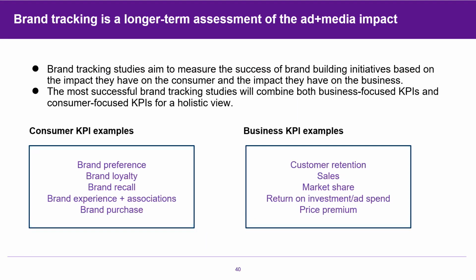Brand tracking is a longer-term assessment of the ad plus media impact. These studies aim to measure the success of brand building initiatives based on the impact they have on the consumer and on the business. The most successful brand tracking studies will combine both business-focused KPIs and consumer-focused KPIs for a holistic view. And on the left, we can see some consumer KPI examples, such as brand preference or loyalty or recall. And the business KPIs on the right are elements such as customer retention, sales, market share, and price premium.